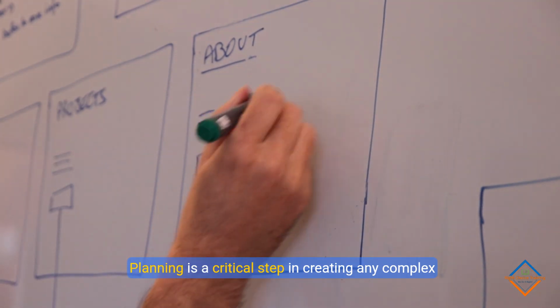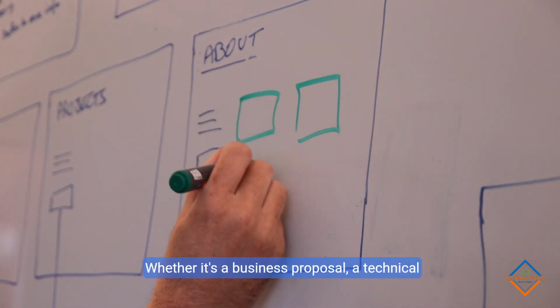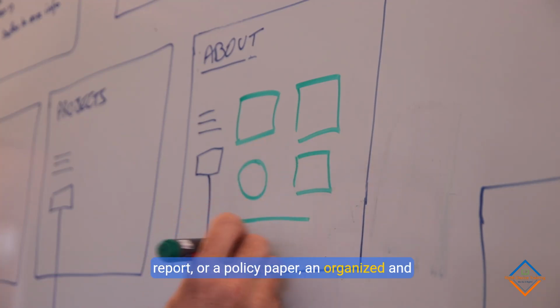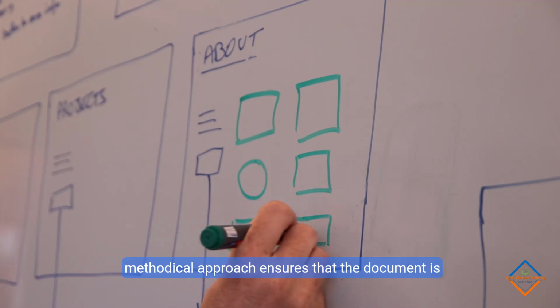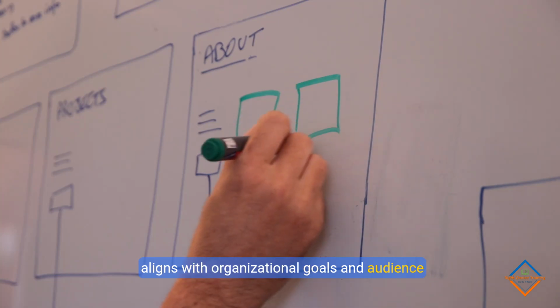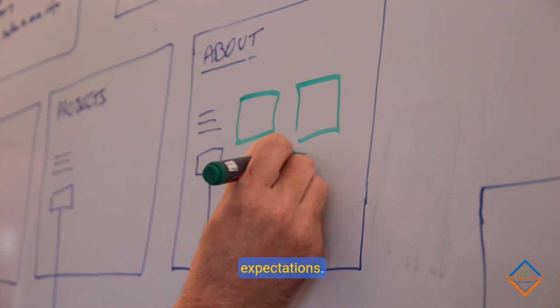Planning is a critical step in creating any complex document. Whether it's a business proposal, a technical report, or a policy paper, an organized and methodical approach ensures that the document is not only clear and well-structured, but also aligns with organizational goals and audience expectations.